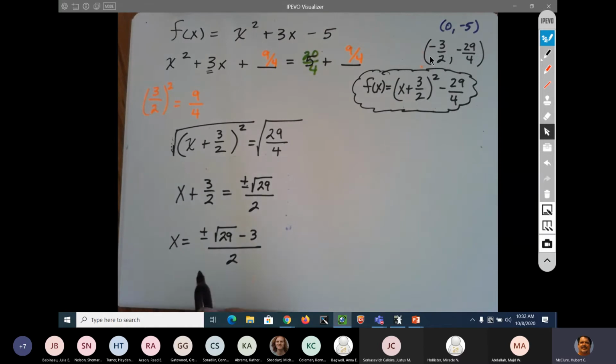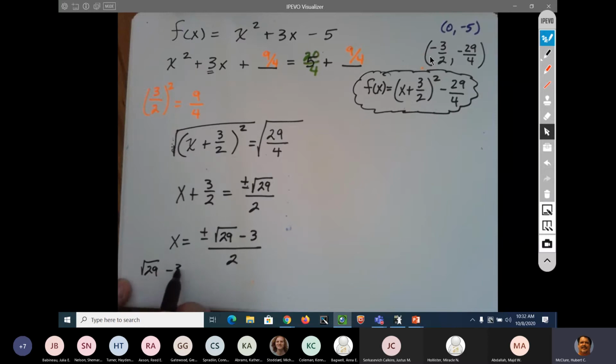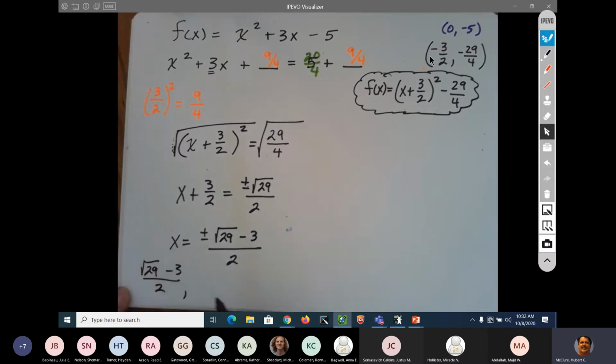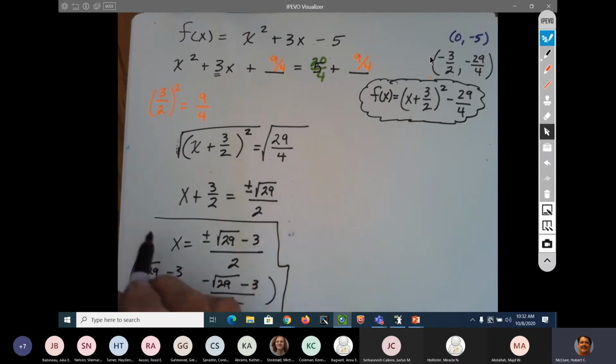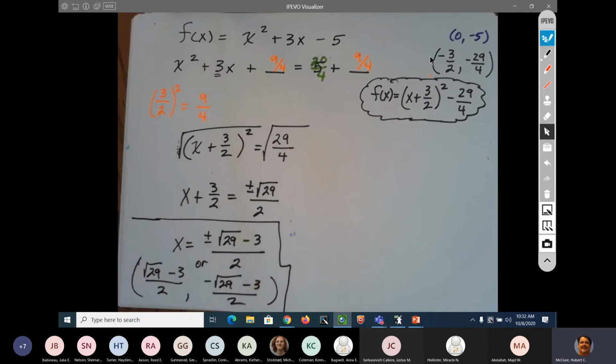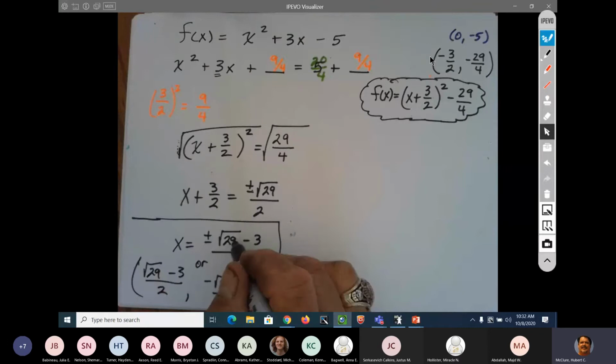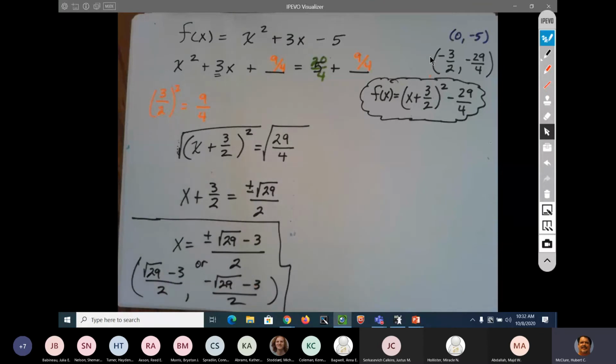So the way that they want this in the homework and test is going to be the square root of 29 minus 3 over 2, comma, negative square root of 29 minus 3 over 2. Okay, so depending on what book you have or what homework you're doing or what test you're doing, it can be written this way or it can be written this way.